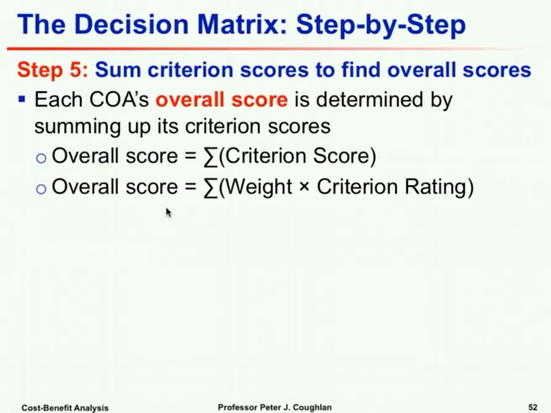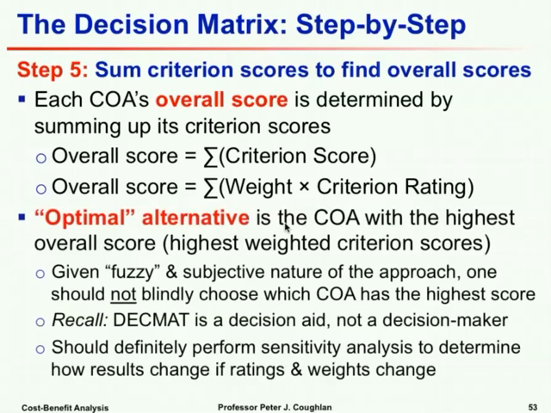Each course of action's overall score is simply the sum of all its criterion scores, which, because the criterion score is the weight times the criterion rating, is sort of a weighted average of your criterion ratings, with the weights being the weight for each criterion. And then the optimal alternative to choose is whichever course of action has the highest overall score.